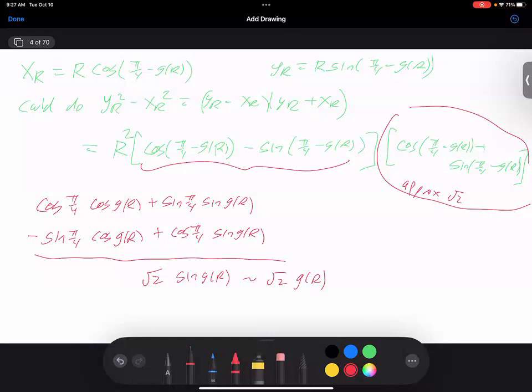The next term is going to be much smaller because g of r is very small. So the next one will be minus g of r cubed over 3 factorial plus dot dot dot. So now, putting all the pieces together, we would get e to the y r squared minus x r squared is going to be less than or equal to e to the, let's think about it.